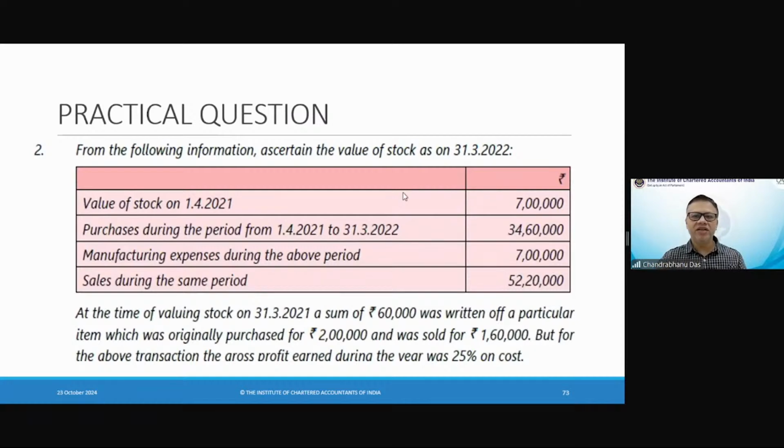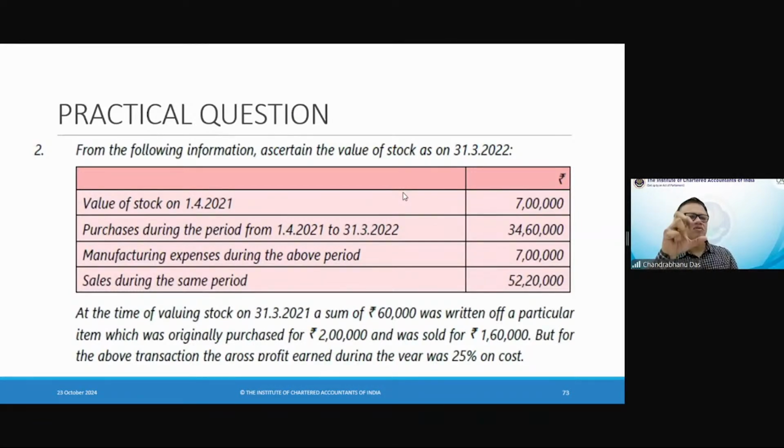Now, whenever you are trying to find the closing stock from the opening stock, just remember the basic formula, which you all know. Opening stock plus all the purchases minus cost of goods sold gives you your closing stock. But when you are calculating the opening stock, the signs become reversed. You add the closing stock and you get the purchases.